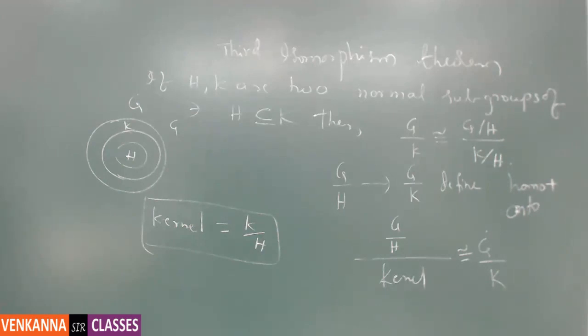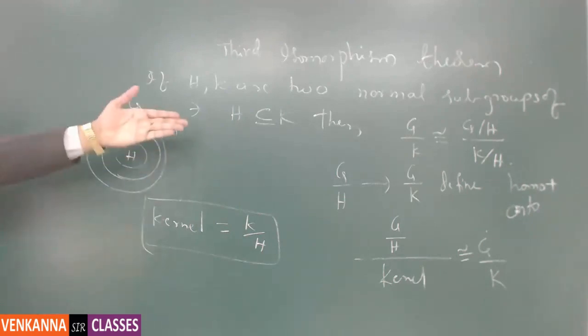All I need to do is build a function from G/H to G/K, and I want to show that it is a homomorphism and onto. By default, this is an onto function. There is no need to show that separately. And by the fundamental theorem, that is satisfied. And at the end, we are going to prove that the kernel value is nothing but K/H. Hence, by substituting the kernel value, you will get the required equation.